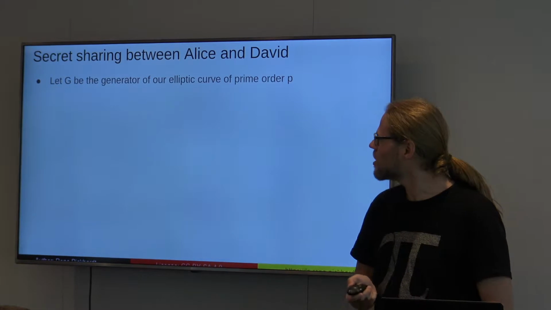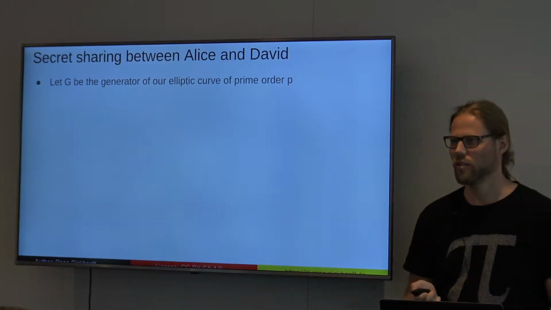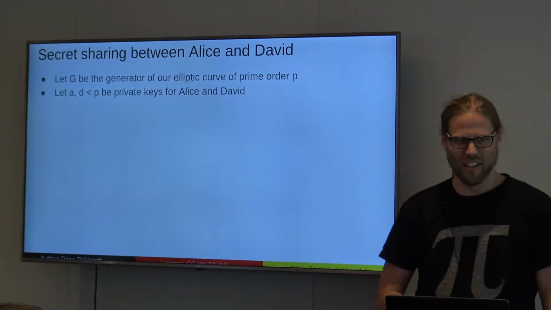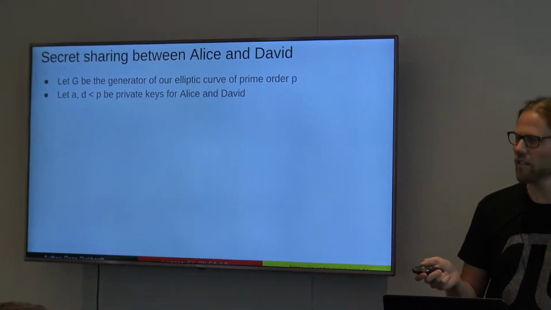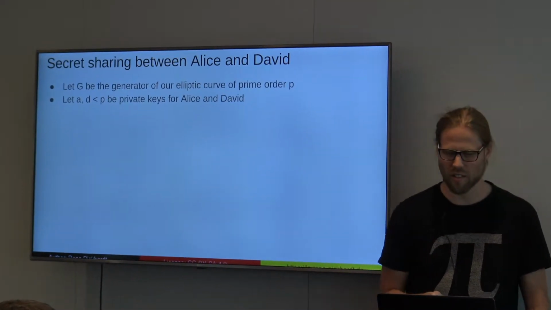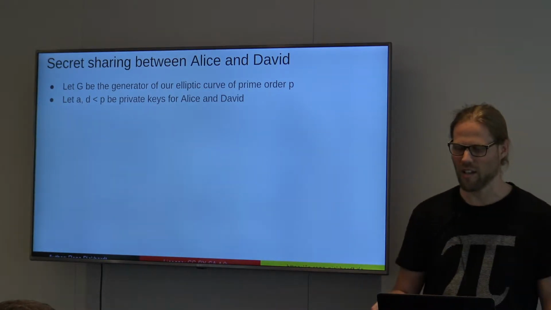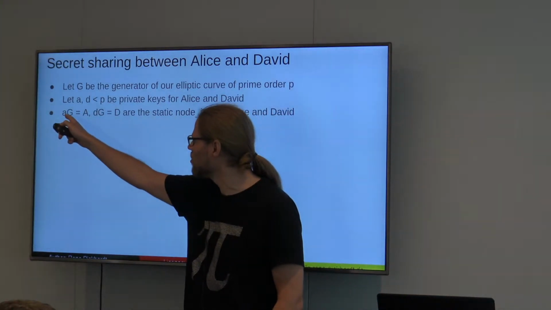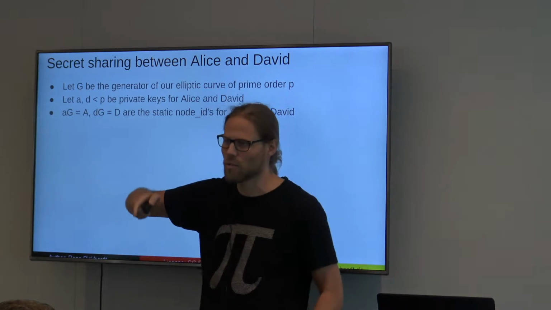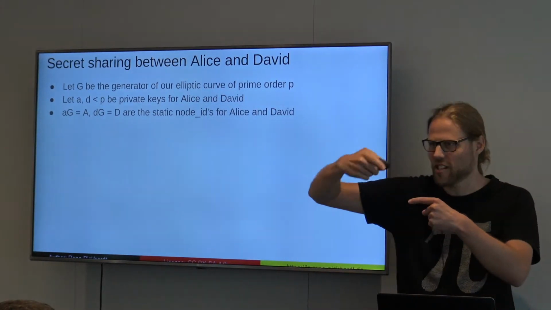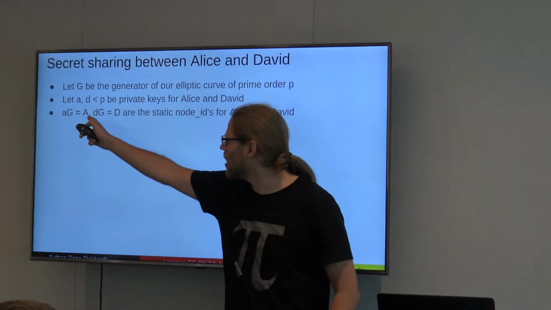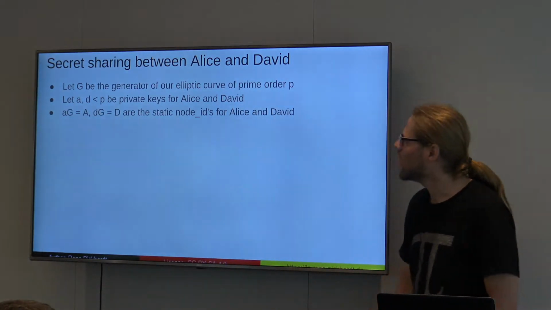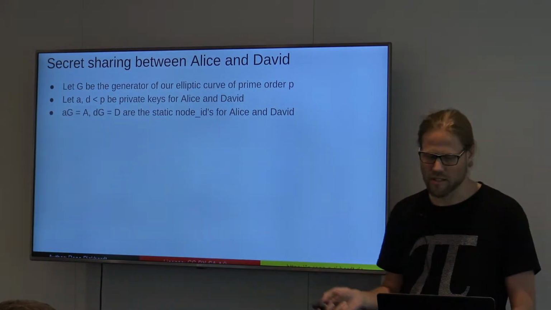So let G be a generator point of our elliptic curve of prime order, right? So we have an elliptic curve of prime order P, which is always a cyclic subgroup of prime order. And we have A and D, which are basically integers smaller than P, which we call private keys for Alice and David. And now we can derive the public keys, right? How do we do this? We multiply our curve point by A, which basically means we add the generator point A times to derive our big A, which is the public key. And we can do the same for David. And these are the static node IDs for Alice and David.